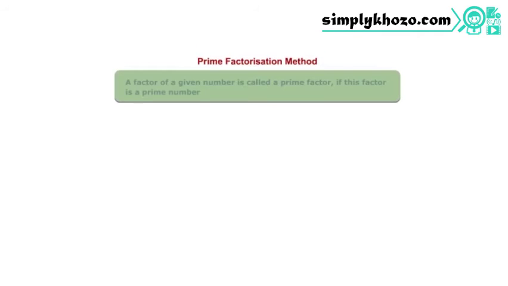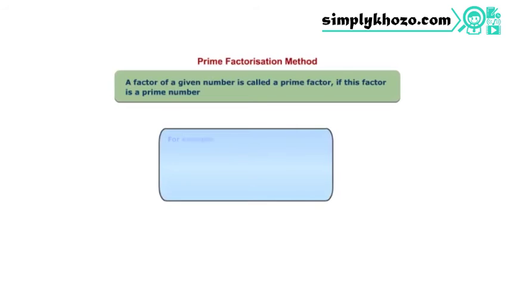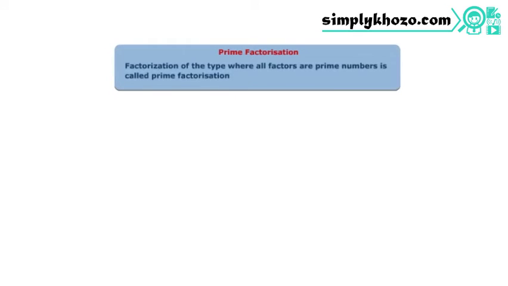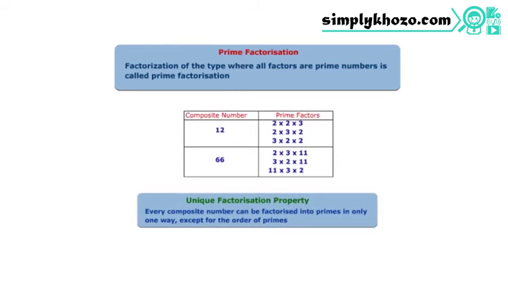Another method of identifying factors and multiples of a number is through prime factorization. A factor of a given number is called a prime factor if this factor is a prime number. Prime factorization is the technique of expressing a given number as a product of prime factors, or complete factorization of the given number. Prime factorization of a number is unique.